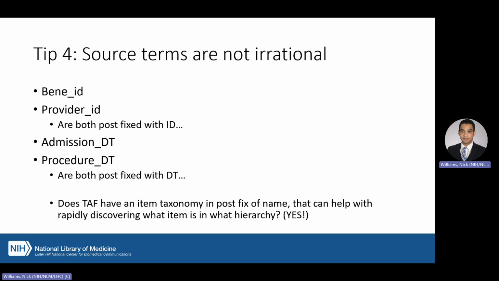Finally, tip number 4, source terms might not be irrational. This is a great tip. So see how Benny ID and provider ID in TAF are both postfixed with ID? If I'm thinking of a hierarchy class to put them in, they might go under identifiers. Similarly, admission date and procedure date, those are real item names in TAF. Both are postfixed with DT. They're both dates. Does TAF have an item taxonomy in postfix of name that can help with rapidly discovering what item is what in what hierarchy? And the answer is mostly yes. It works pretty well.